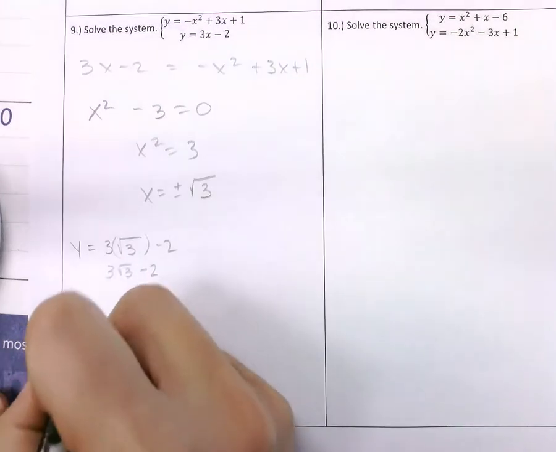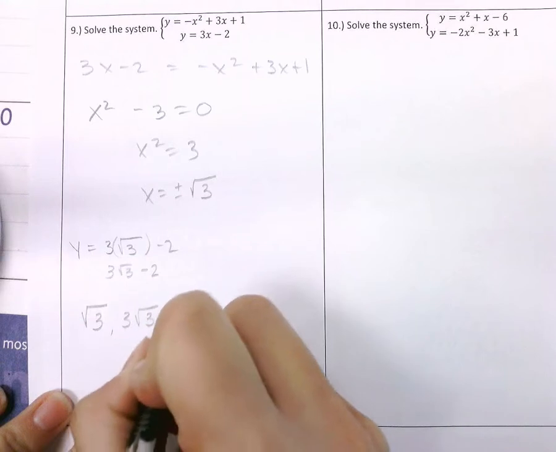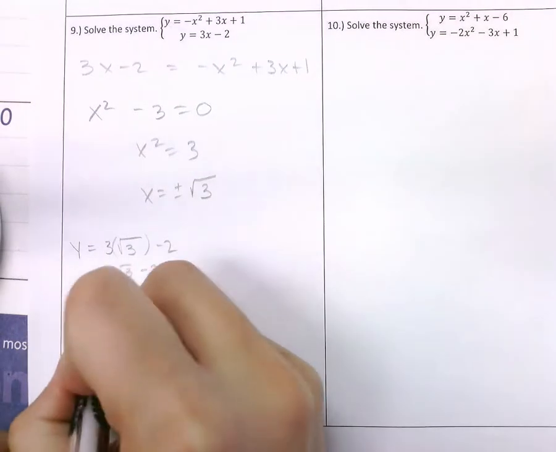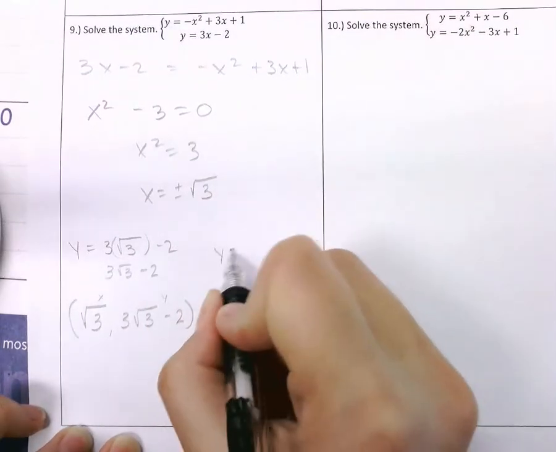So that means I have a point at the square root of 3, comma, 3 root 3 minus 2. We have to put it in order first, because it's like you found the intersection point of the line and the parabola. And so you need to know which x goes with which y. You're also going to plug in that negative square root of 3.